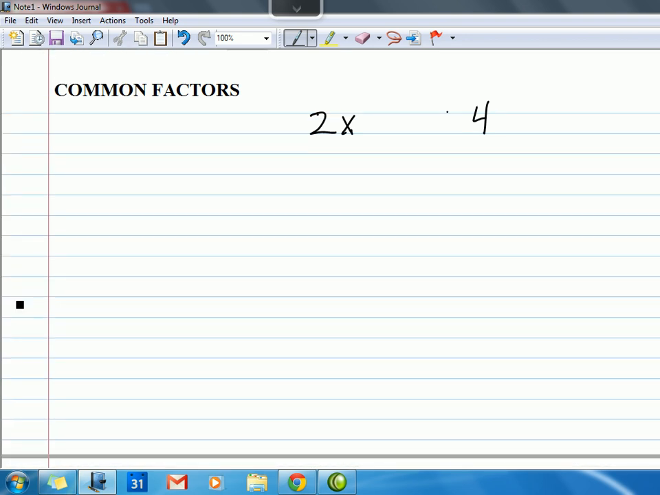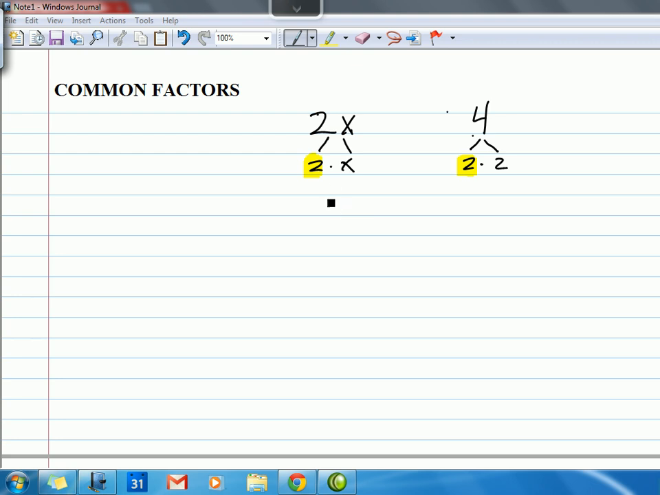Common factors. Now, common factors is just exactly what it is: factors that two terms would have in common, or three terms, or four terms, just whatever they'd have in common. Simple example. What do these two terms have in common? If you break it up, it's very simple to see. This is 2 times x right here, and you break this up, this is 2 times 2. So obviously looking at them, they have 2 in common, right? So since they have 2 in common, that's the greatest common factor.